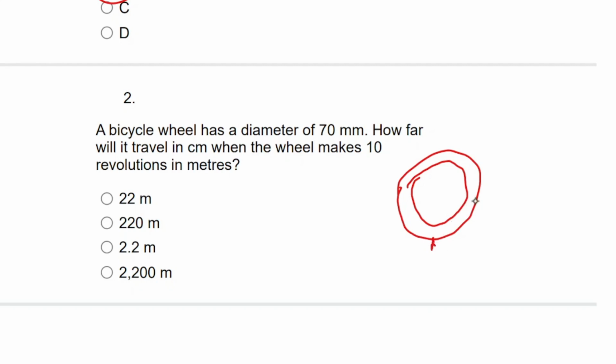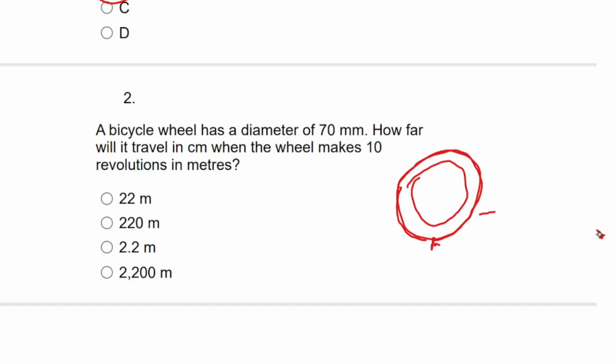So if it moves now, it will rotate. As it's rotating, by the time it rotates and gets back to this place, it will also be touching this place. So that is one revolution. That is, you have turned 360 degrees. That is a single revolution. And a revolution is equal to the perimeter of the circle, or the circumference of the circle. So we are going to calculate the circumference of the circle, then we'll multiply by 10. That will show us the distance the tire has moved.